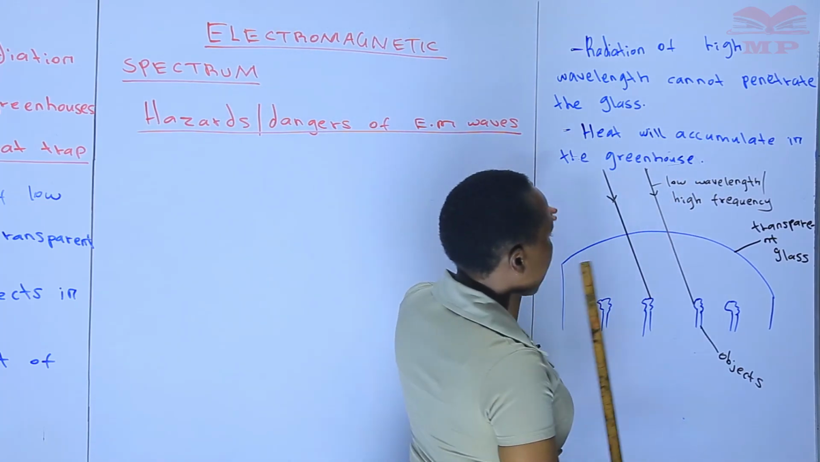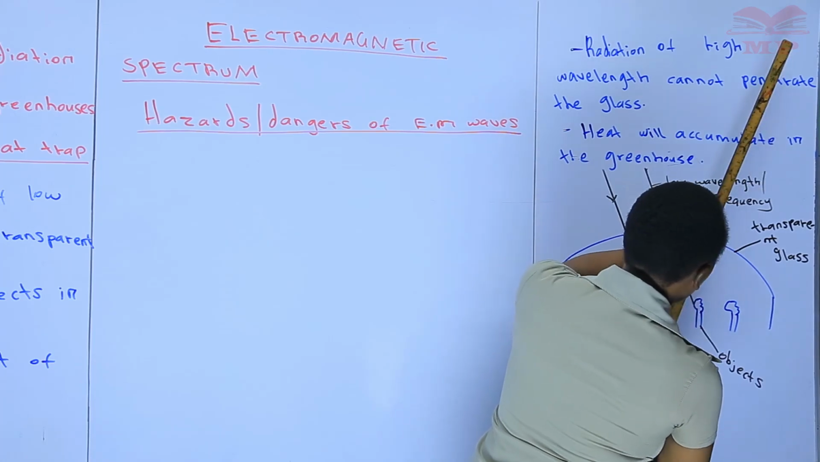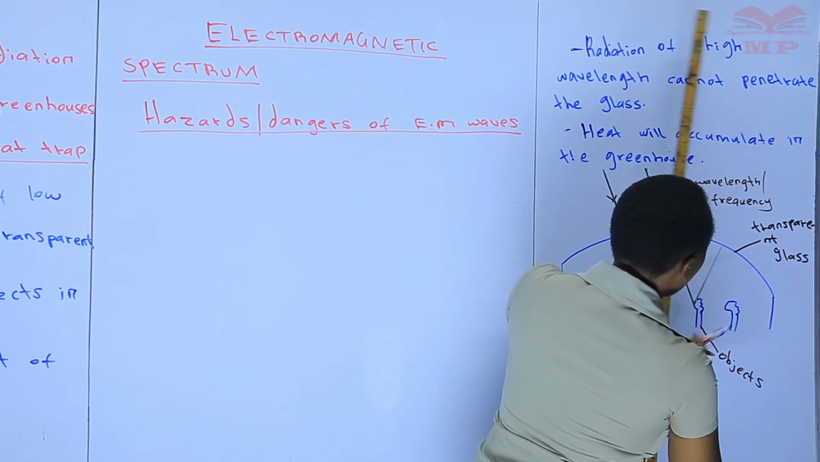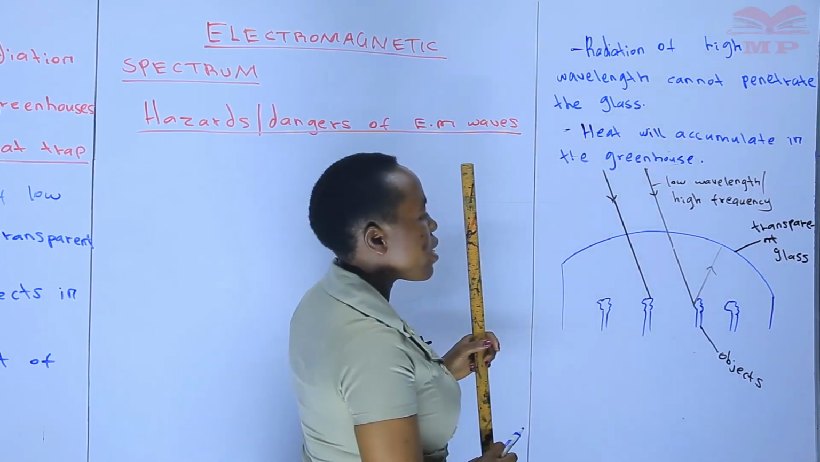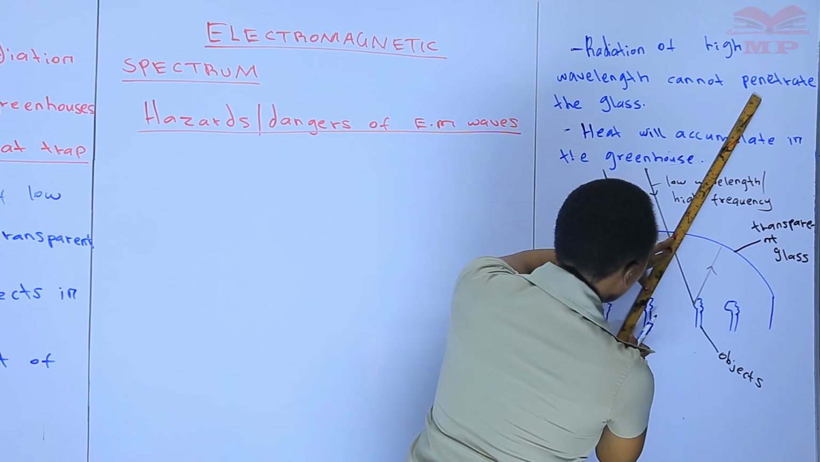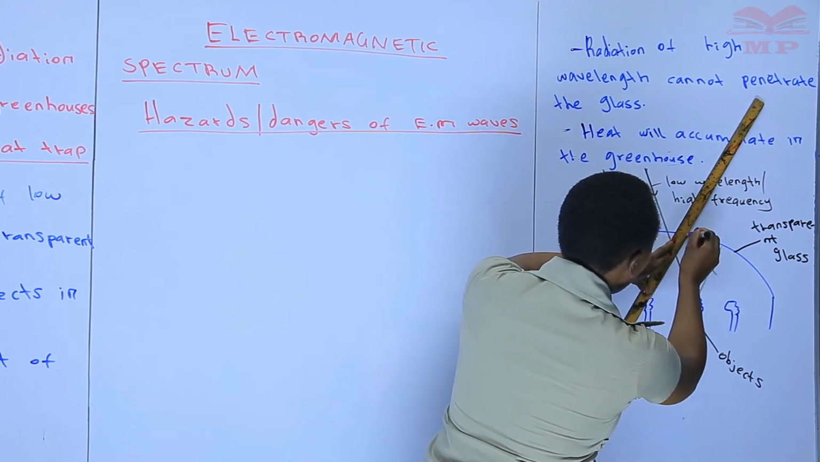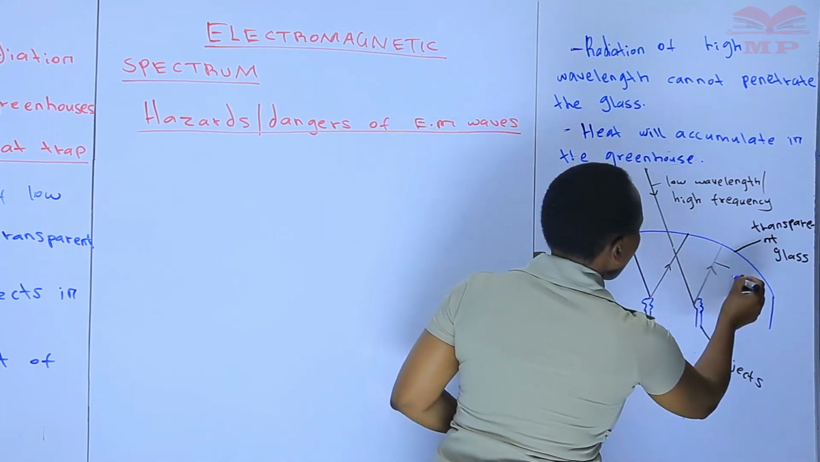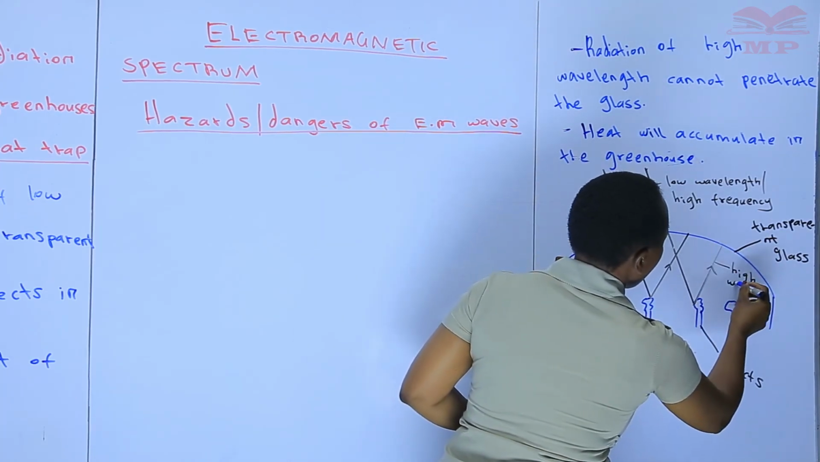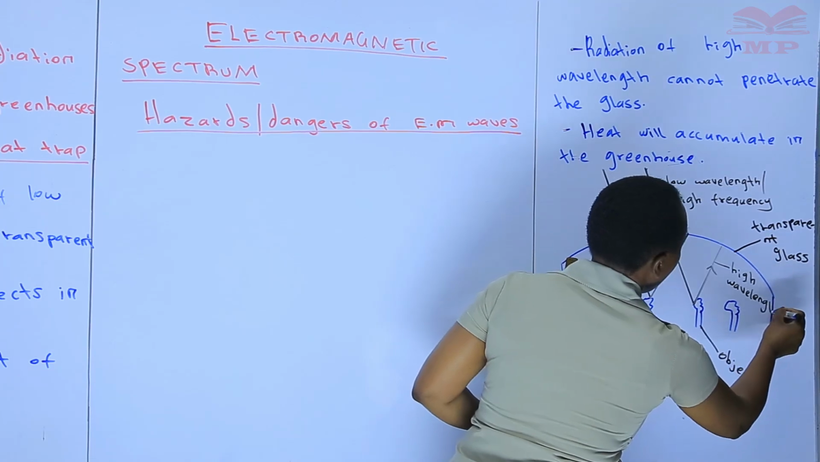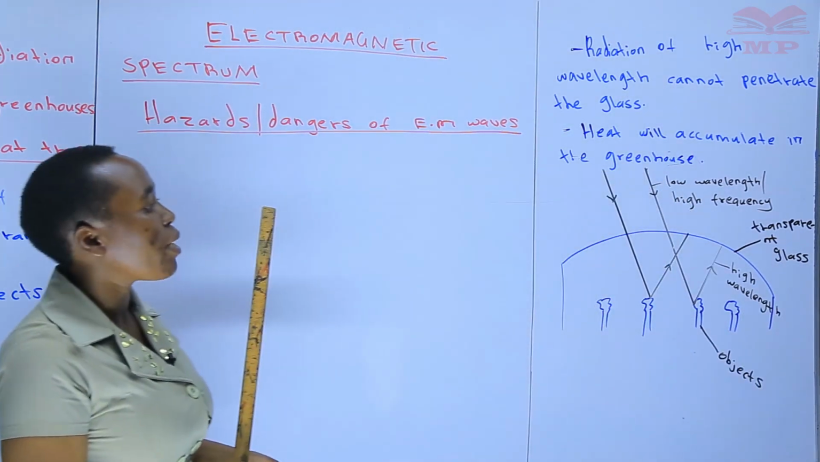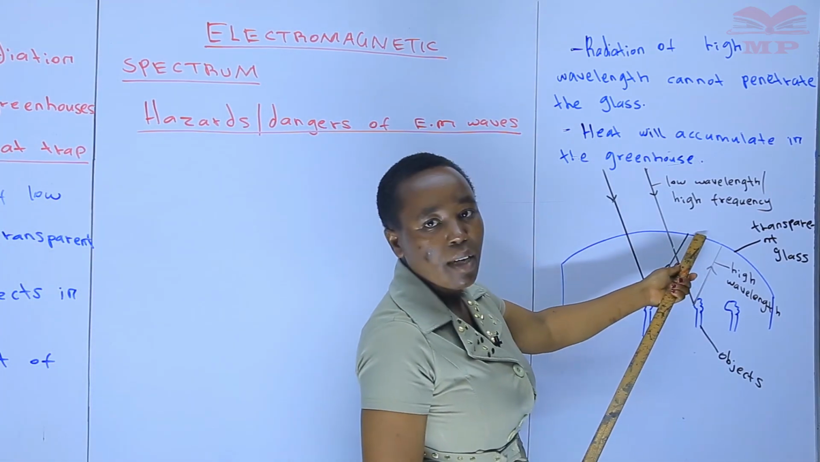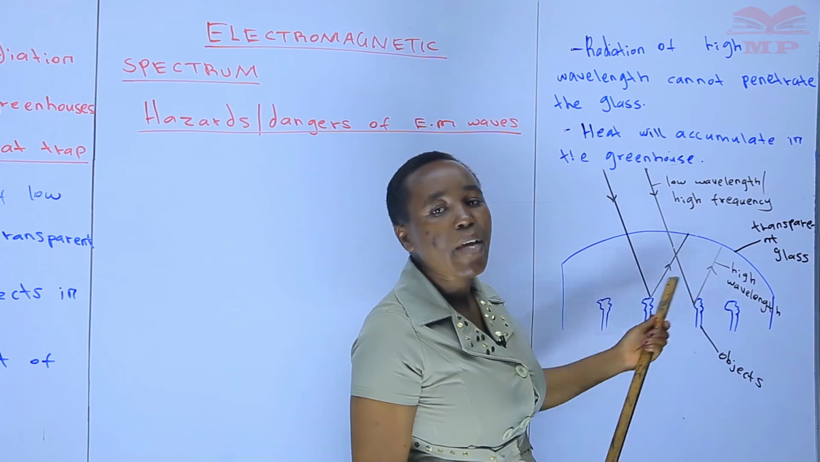So they are going to emit some radiations. These are the emitted radiations. They will emit the radiations. This one can also emit the radiation. But now, these radiations are of high wavelength, and because they are of high wavelength, it means that they cannot penetrate this glass because their penetrating power is low.